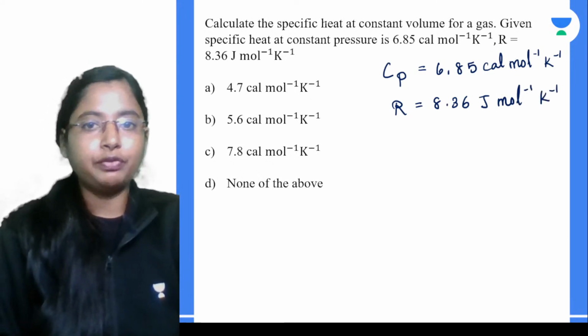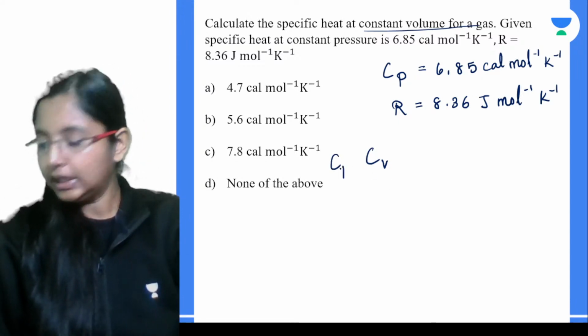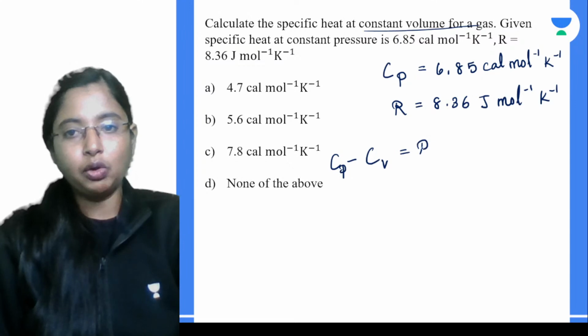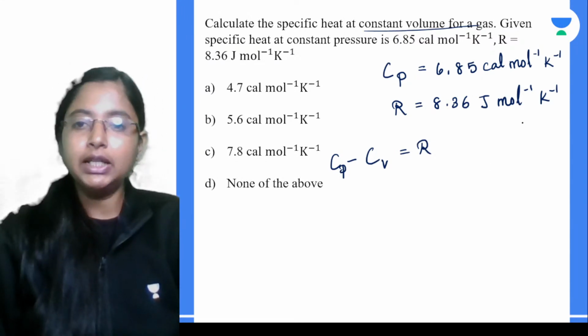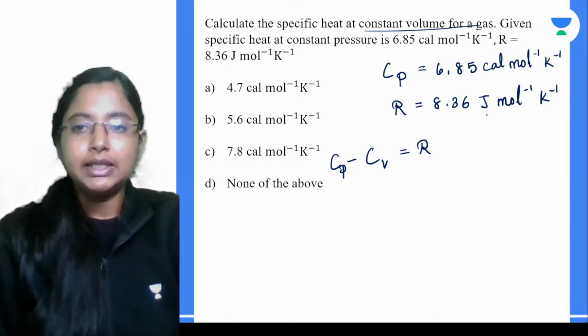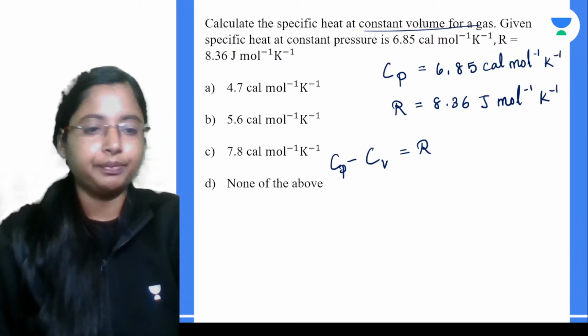What do they want us to find? Specific heat at constant volume, Cv. What is the formula? The formula is Cp minus Cv is equal to R. Now comes the conversion factor. See, this is the unit of work done in the SI system of units, but this is the unit of heat. So we have to make use of the conversion factor, that is J over here.